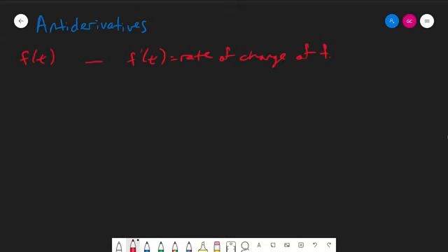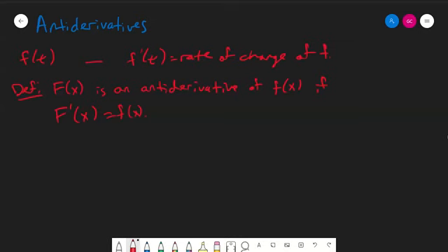Well, now we're going to think of questions in kind of the other order, where you know the rate of change of something, and you would like to reconstruct the original function. So let me just start with a definition. We say that the function capital F of x is an antiderivative of little f if the derivative of big F is little f.